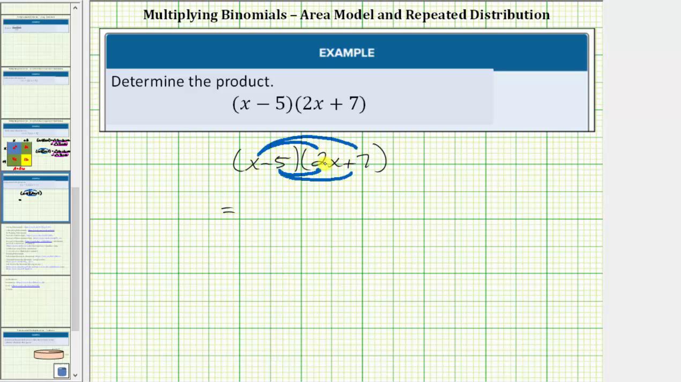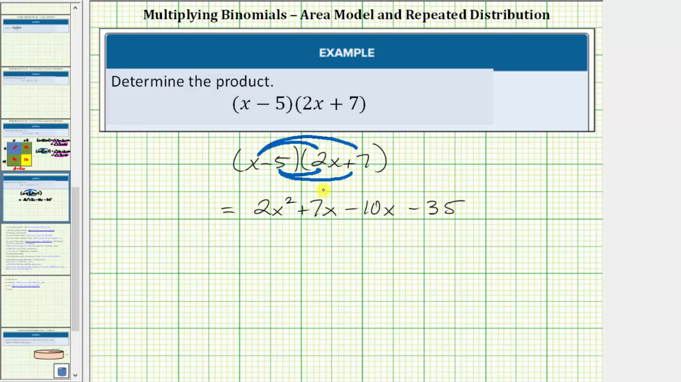So we have x times 2x, which equals 2x squared, plus x times 7, that would be 7x, so plus 7x. And now because of the subtraction here, we view this term as negative 5, and we distribute negative 5. So negative 5 times 2x is negative 10x. Instead of writing plus negative 10x, we'll just write minus 10x. And then we have plus negative 5 times positive 7. That'd be plus negative 35 or minus 35.